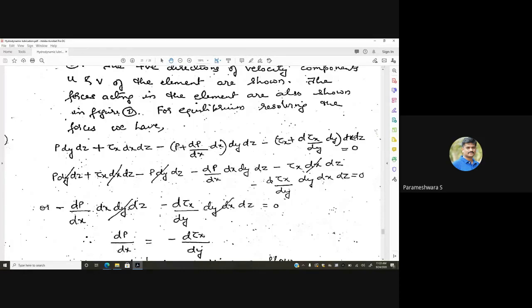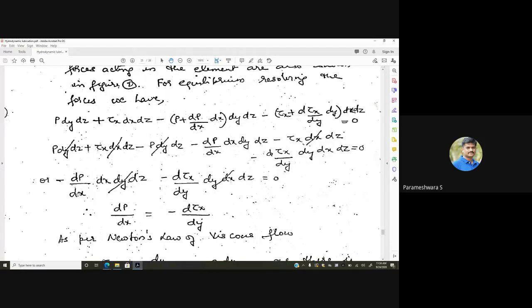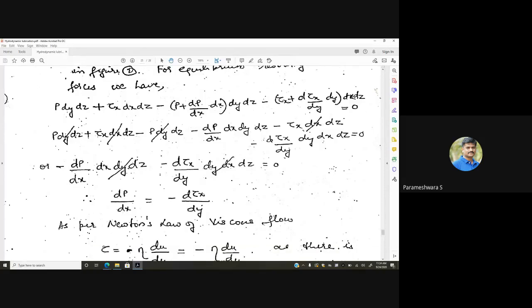Now cancel the common terms. P gets multiplied with dy dz, and we have a positive value and a negative value, so the two terms cancel each other. Similarly, for the shear force, we have a positive value and a negative value, and both cancel each other. What is left is minus dp over dx into dx dy dz minus d tau x over dy into dy dx dz is equal to 0. So we can have this relation ultimately.